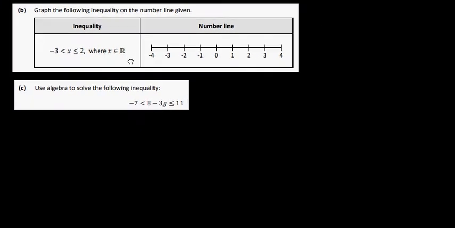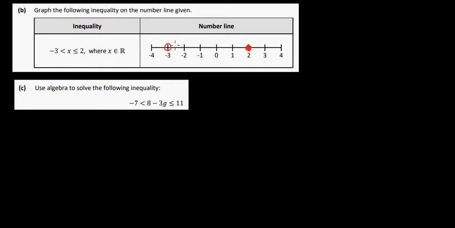Okay, part B, graph the following inequality on the number line given. So we have -3 up to 2, and x is greater than -3 and less than or equal to 2, and x is real as well. X is a real number. So we've got to look at -3 first. So we're going to put a circle around -3. We're not going to include the -3 because it's greater than -3. It's less than 2 or equal to 2, so we're going to put a circle around the 2 and we're going to fill it in as well because it does include the 2.